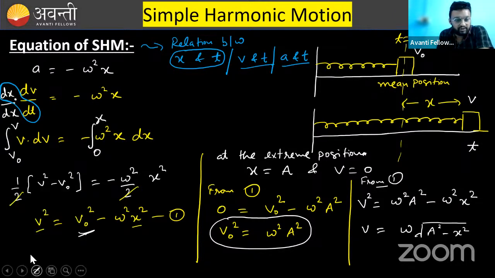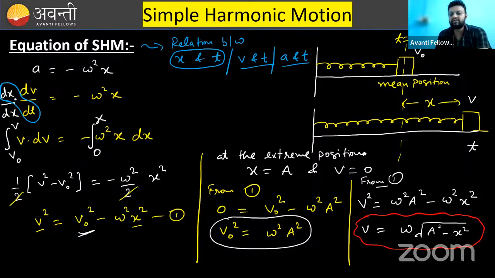This is the golden relation. You need to put it in a golden box, because in most of the numericals, this relation is going to be used. This relation tells us the velocity of the particle at any position x.